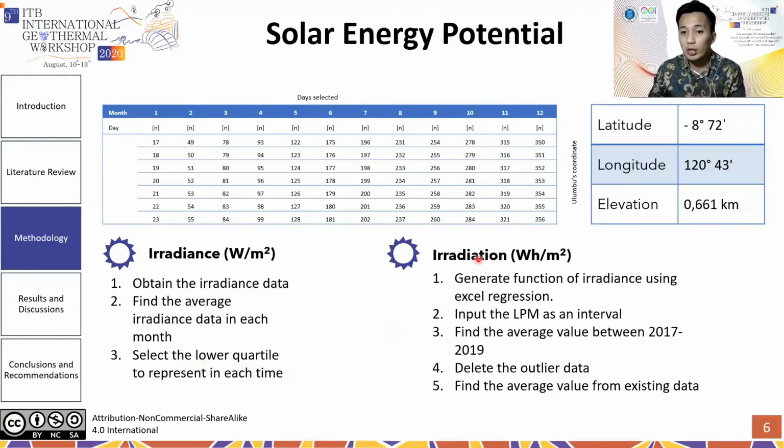And this is the irradiation. The first one, generate the function of irradiation using Excel regression. The second is input the LPM as an interval. And the third is find the average value between 2017 to 2019. The fourth is delete the outlier data. And the last is find the average value from the existing data.